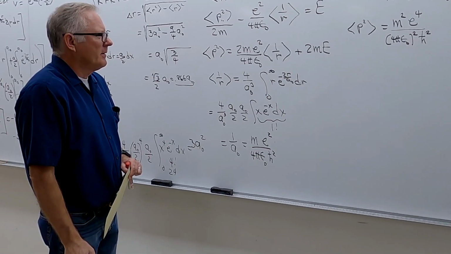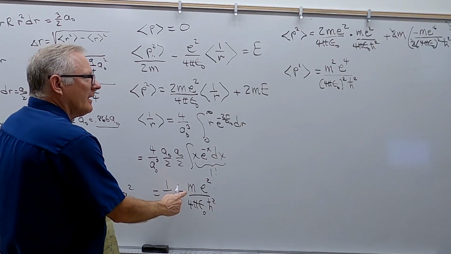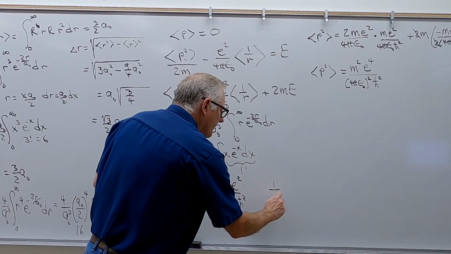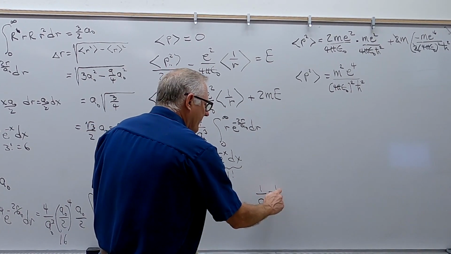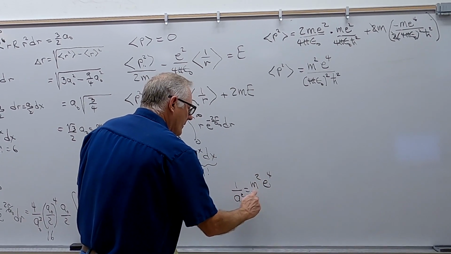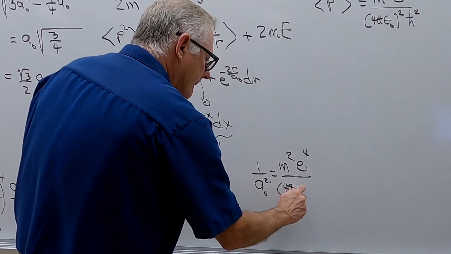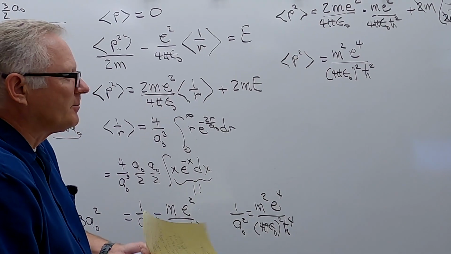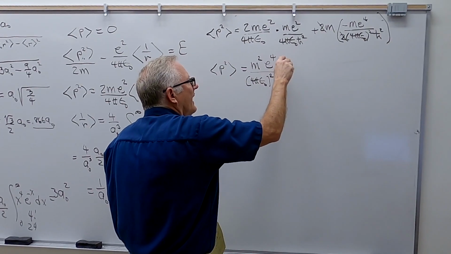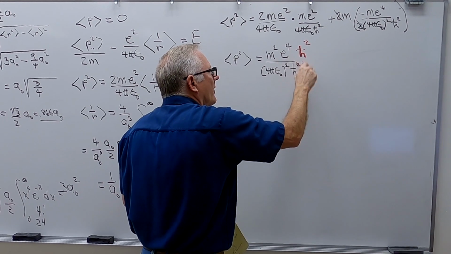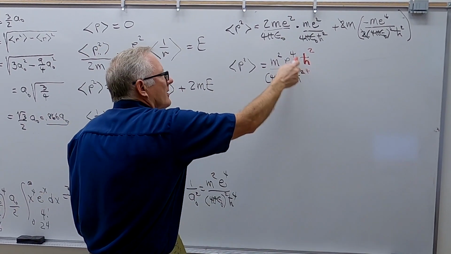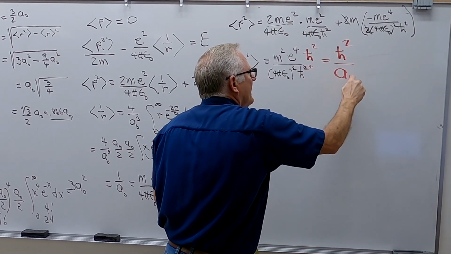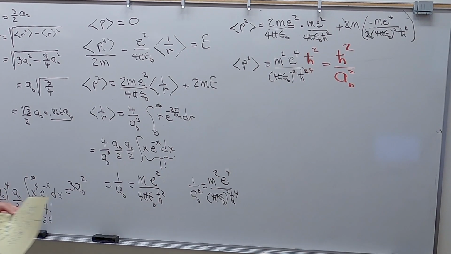You notice I could put that in terms of a naught, because if I were to square this right here, 1 over a naught squared is equal to m squared e to the 4th all over 4 pi epsilon naught squared h bar to the 4th. I almost have that up there. If I just had an h bar to the 4th, I would have it. So what I think I'll do is I'll put an h bar squared and make that to the 4th power. So now all of this is a naught squared in the denominator. So this is all h bar squared all over a naught squared. Okay, we'll leave it like that.